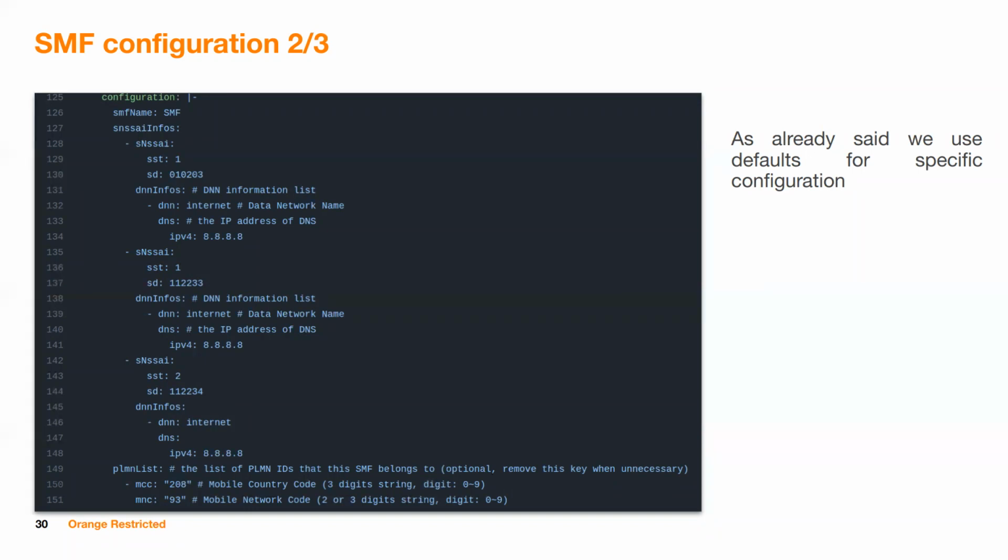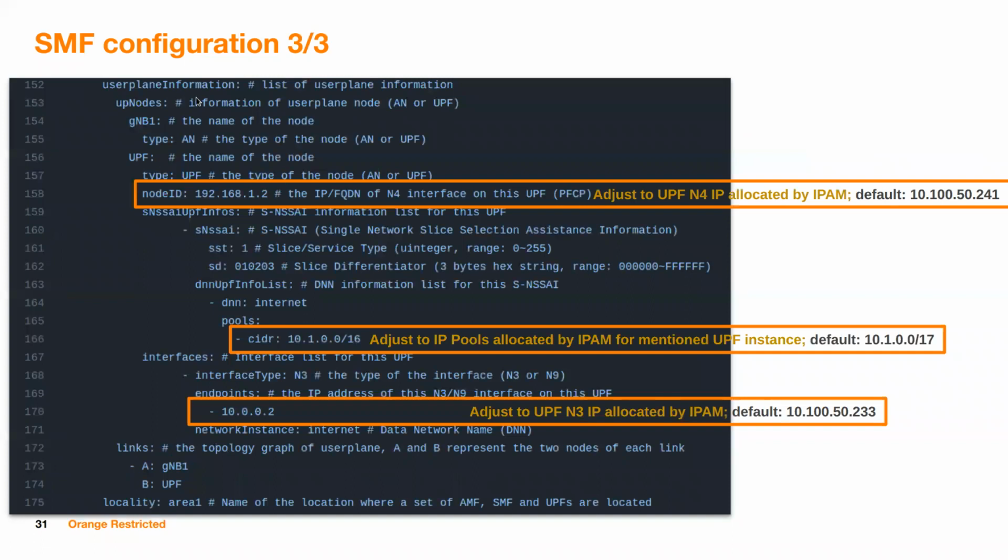Okay, so we try to make it in 8 minutes. As I said at the beginning, we do not care about the specificities, so the SNSSAI, DNN, etc. We can leave them as they are. Other components, for example the AMF, are configured in the same way, so we can skip that. The most important part is the user plane information, where we define user plane nodes.